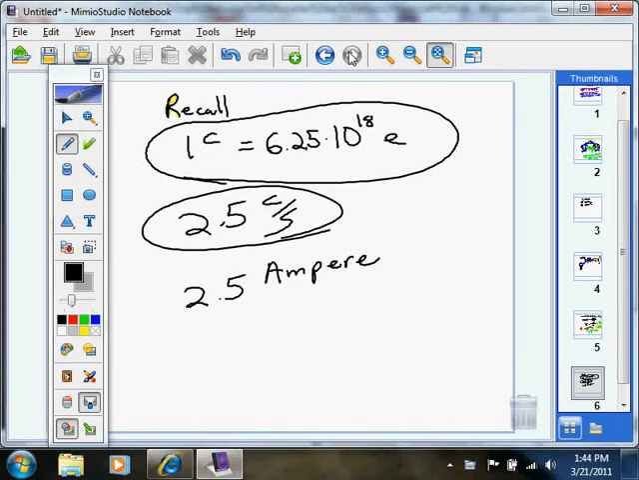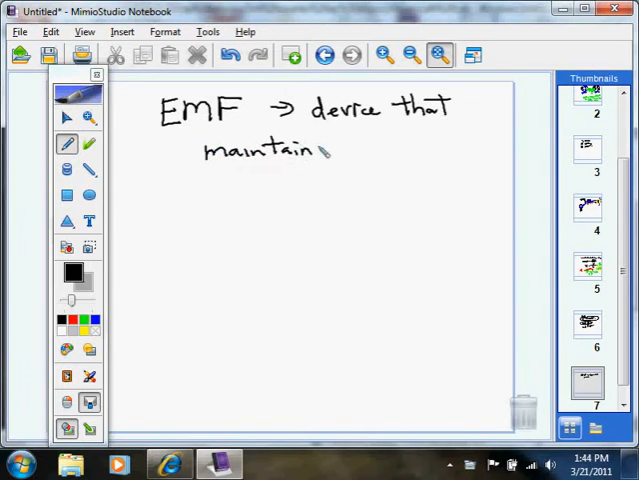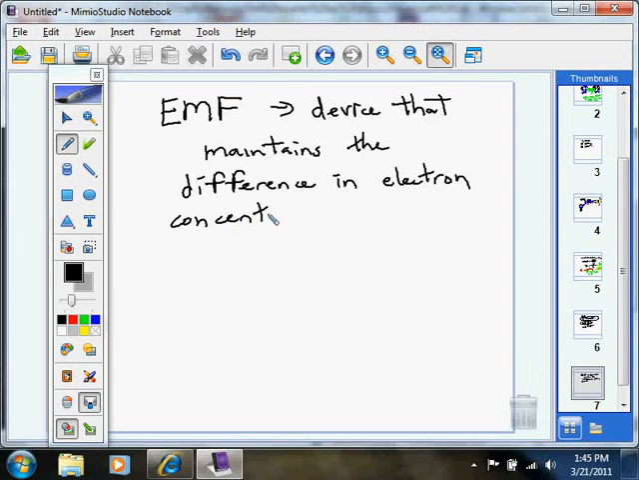Basically, the EMF is the device that maintains the difference in electron concentration between the two objects.